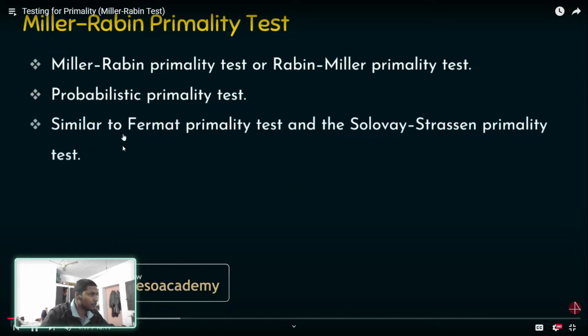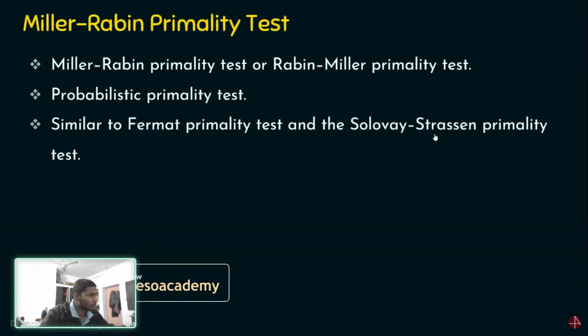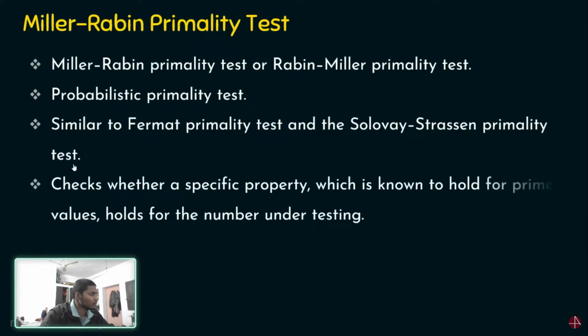This Miller-Rabin primality test is similar to the Fermat's primality test and the Solovay-Strassen primality test. In what terms are they similar? This Miller-Rabin primality test is also going to check whether a specific property, which is known to hold for prime values, holds for the number under testing. So a specific property is going to be tested, and based on that, it is going to decide whether the given number is probably prime or not.